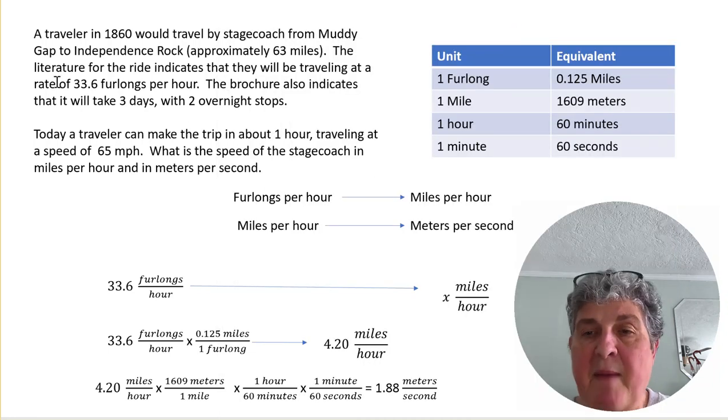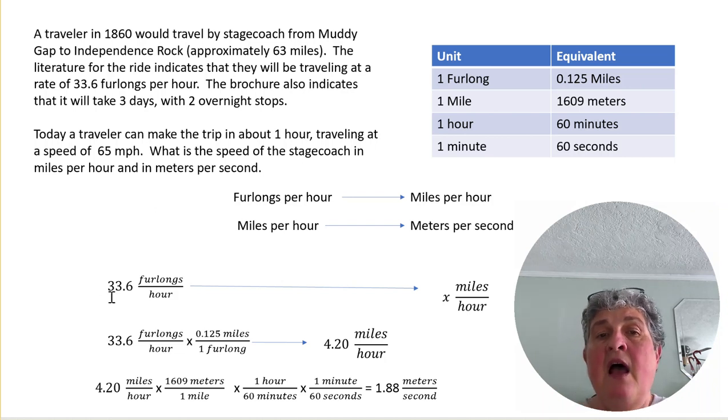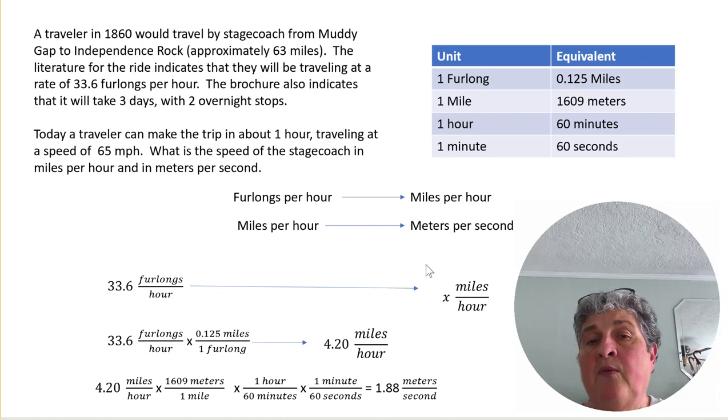I had something pop up on my screen. We're going to write it out. So here I have it. I've got 33.6 furlongs per hour. That's coming right from our problem here. And we want to get to miles per hour.